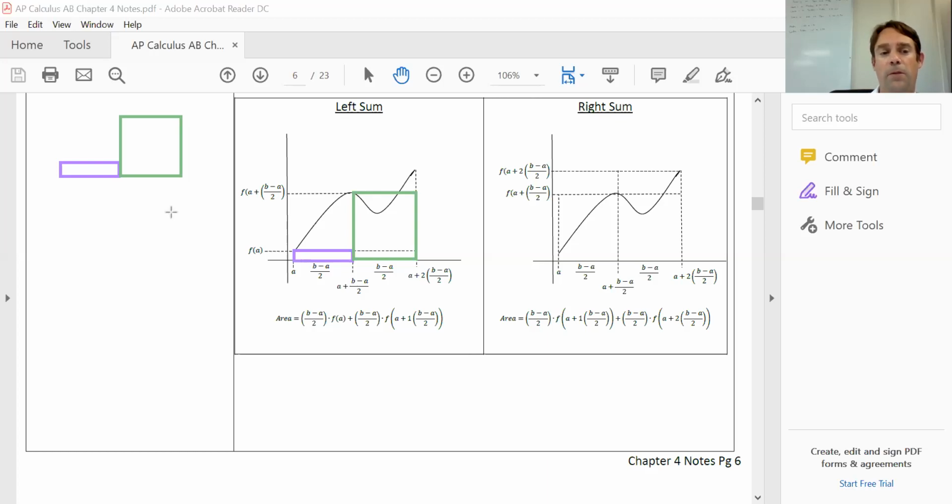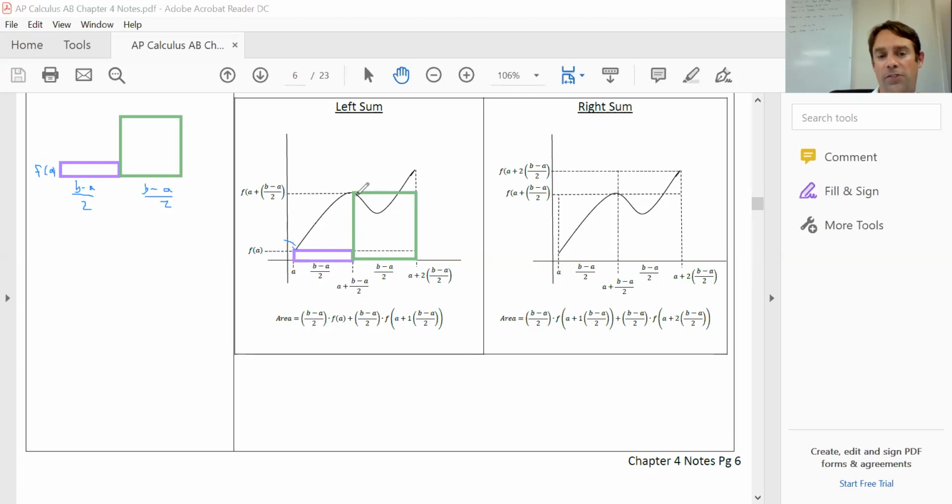So if we had B minus A all the way across, well, now we're not B minus A. We said we were going to only go half the width. So this is B minus A over 2. This width is also B minus A over 2. We only went half the width. So if this one was at F of A, so that height is F of A.